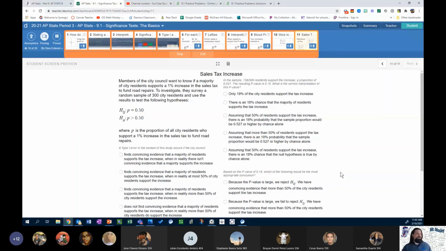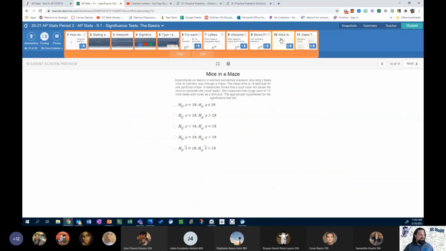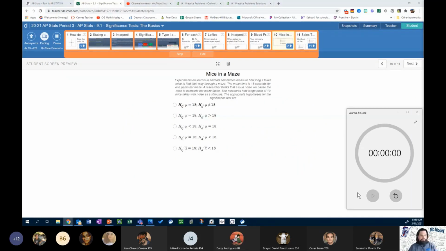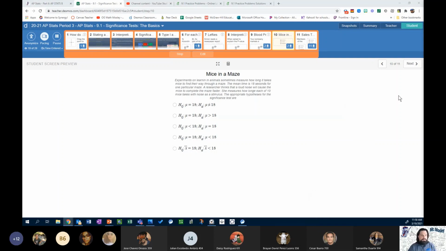So we've got 4 multiple choice questions essentially to work through. All right, guys, here we go. We're going to go over these last few problems here. If you like, please follow along. You can look at the shared screen or just follow along on your own screen, but we're going to first look at the mice in a maze problem.